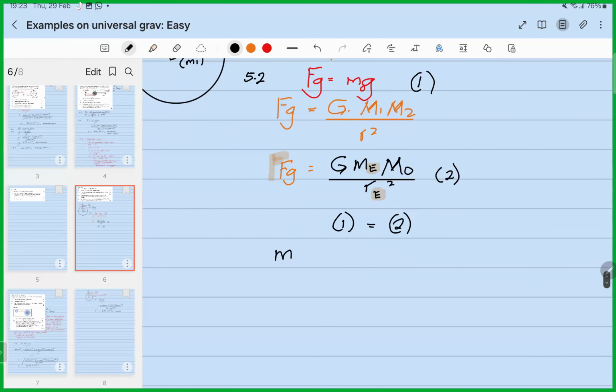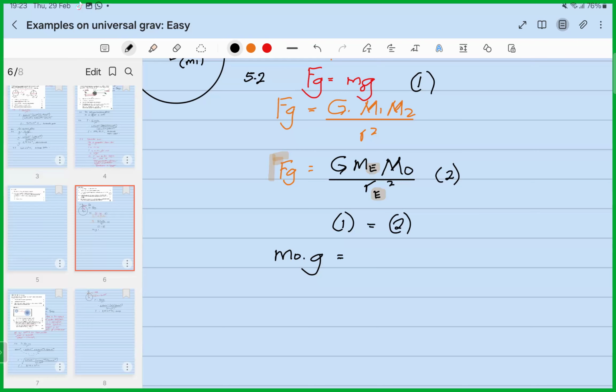Which means M, yes, sir? So can we only use the first equation if the object is on the Earth's surface? Very good. Or very close to the Earth's surface. Right? And 99% of the time when they are testing this as a proof, they will tell you that the object that is in question is very close to the surface of the Earth. Any other questions?